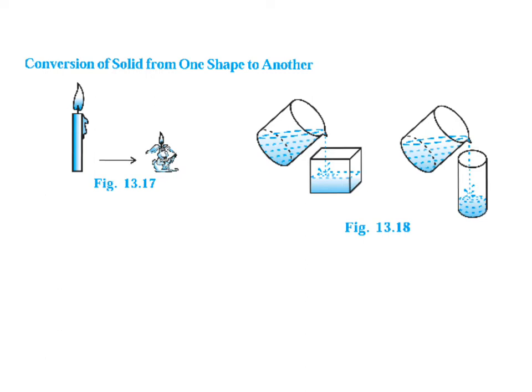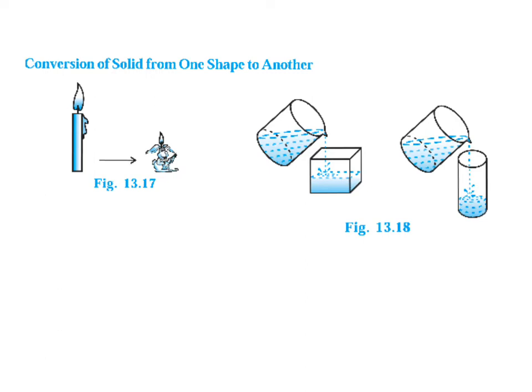For example, take a candle in the shape of a solid cylinder. Melt it and pour the whole of the molten wax into another container shaped like a rabbit. On cooling, you will obtain a candle in the shape of the rabbit. The volume of the new candle will be the same as the volume of the earlier candle.